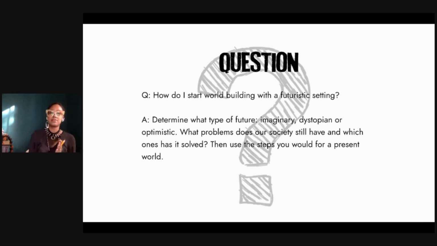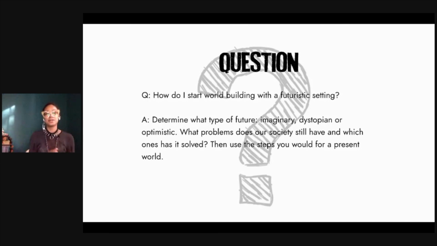So someone asked, how do I start world building with a futuristic setting? And I wanted to pick this one because that's such a good question. Now, I am not a science fiction specialist, so I'd like to recommend any podcast episode that is about science fiction on StarTalk, the podcast by Neil deGrasse Tyson. He's an astrophysicist. He has great guests on, and they explain the importance of science fiction, but also they talk a lot about world building because you have to. And so if you want to get it from a scientist perspective, I really recommend doing that.